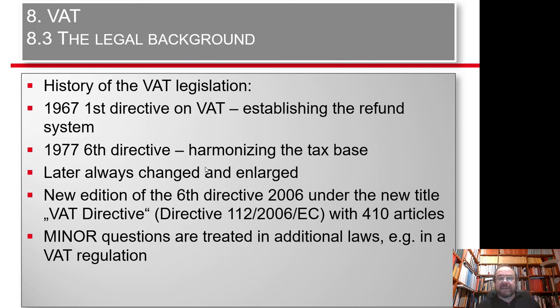In 1977, there was a sixth directive on VAT, which said we harmonize also the rules to calculate the tax base, and later more and more details had to be added. And so the sixth directive was always changed and enlarged. After it ended up in a very, very complex status, a recast was made. So a new version of the existing law was drafted with no change of the real contents. That was the VAT directive, or directive on the VAT system, from 2006.